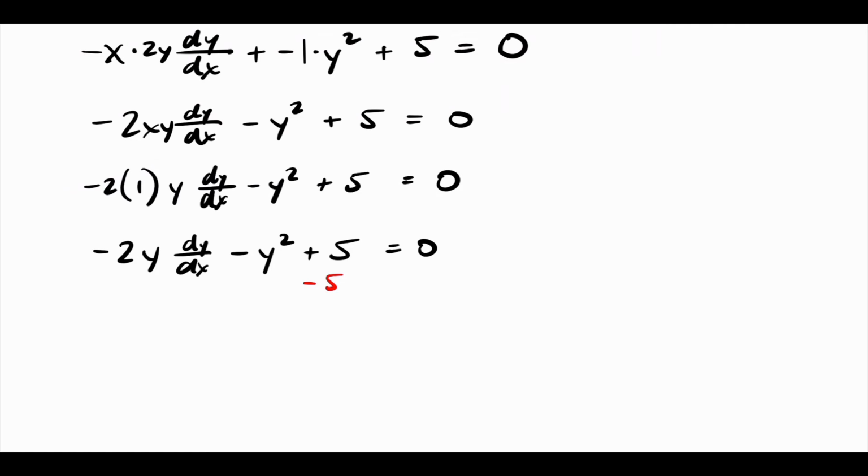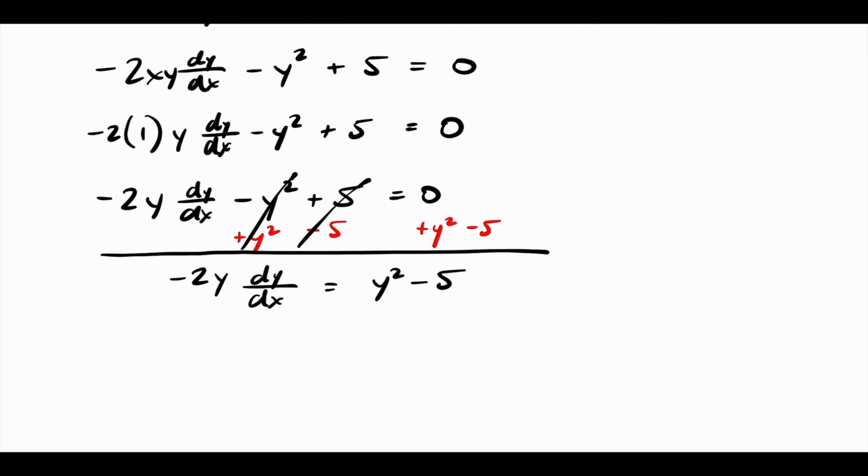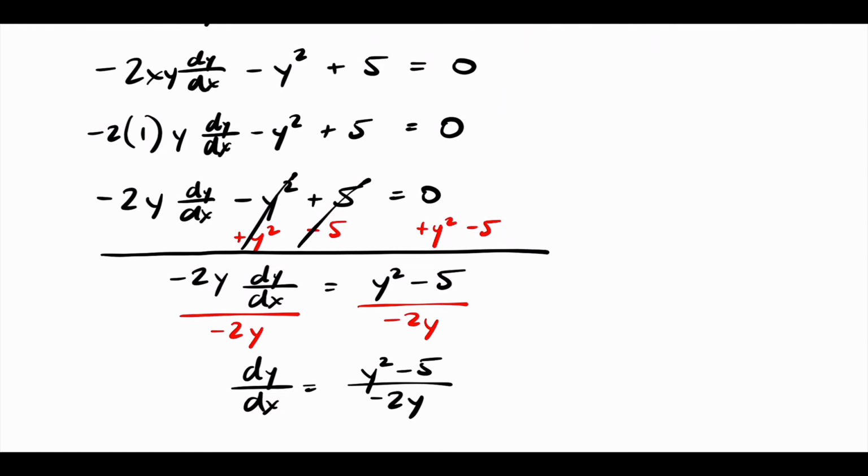So I'm going to subtract 5. I'm going to add y squared to both sides. So I get negative 2y dy dx equals y squared minus 5. Divide by negative 2y. Okay, that's the derivative.